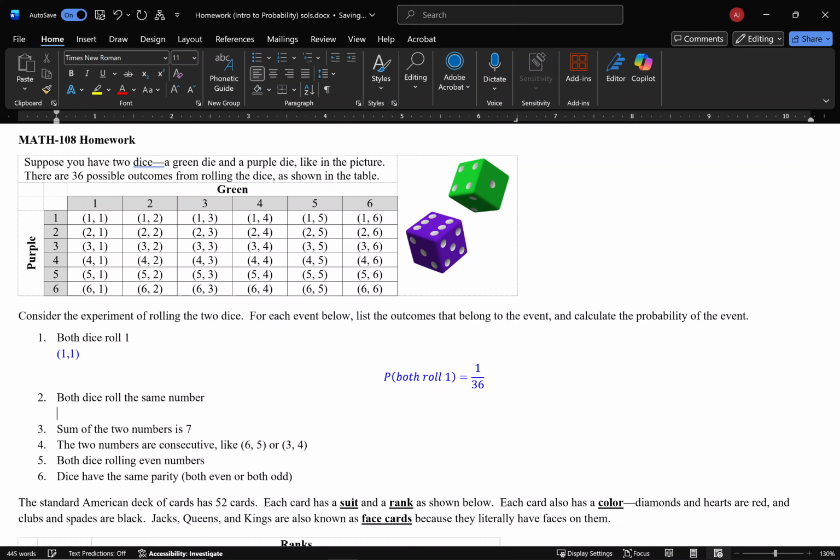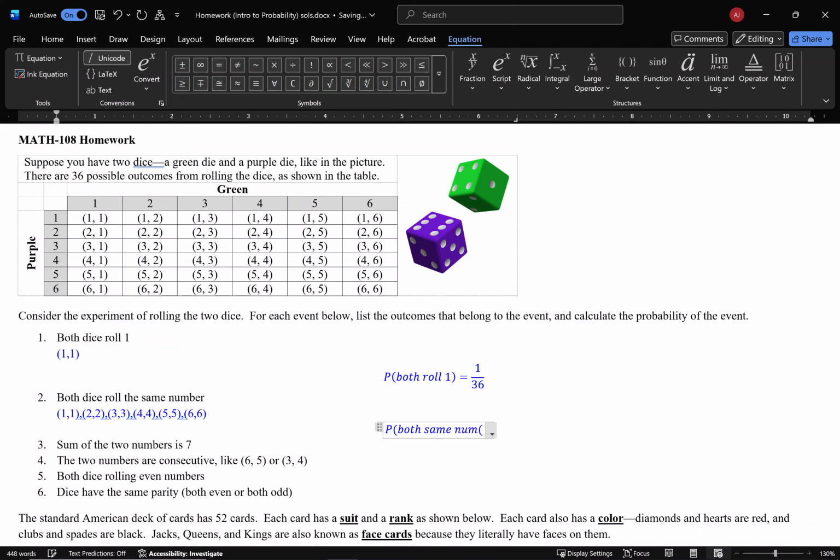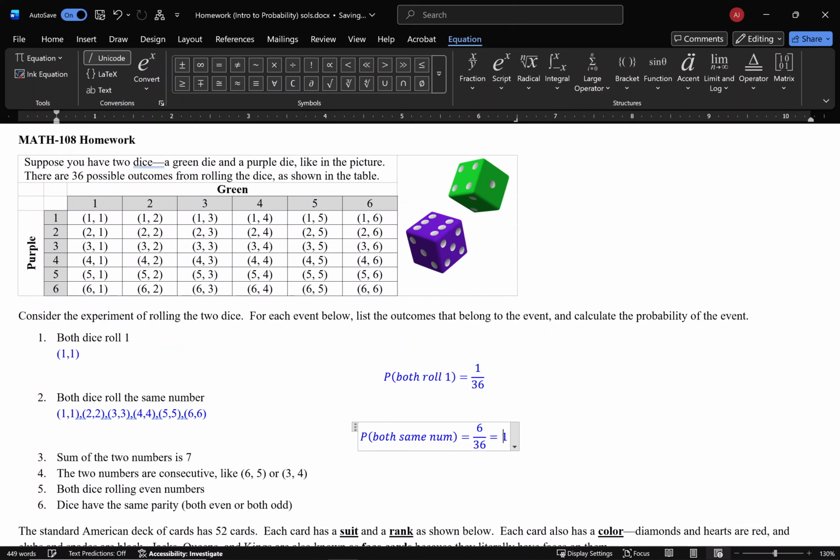This time there are 6 outcomes like this: (1, 1), (2, 2), (3, 3), (4, 4), (5, 5), and (6, 6). So this is 6 different outcomes. The probability of the same number, which I'll abbreviate like that, is going to be 6 out of 36. I don't care if you simplify that or not. It's not a class on simplifying fractions, but if you want to, you could reduce that to 1 over 6.